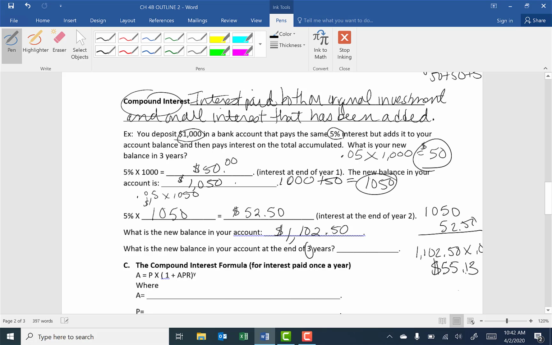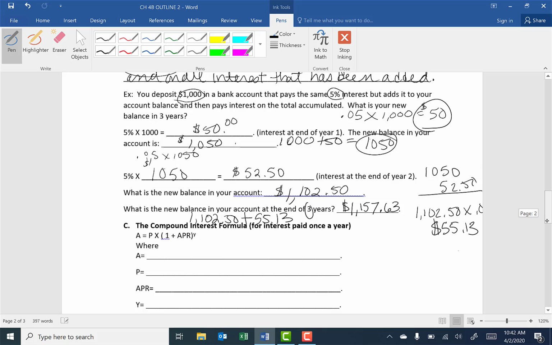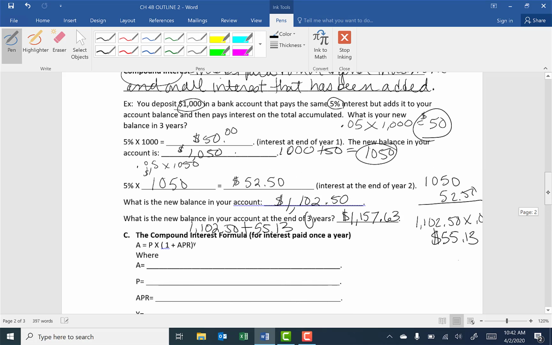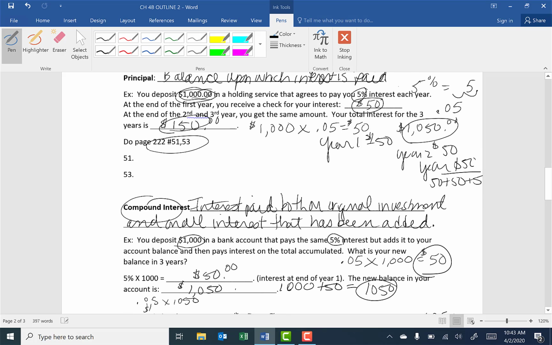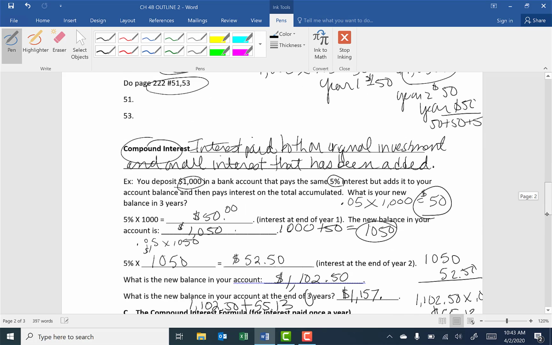And we add that to the $1,102.50, add it to 55.13, and we end up with a balance after 3 years of $1,157.63. Notice the difference in 3 years. Up above, our simple interest in 3 years gave us a total of $150. Compound interest gives us a little bit more.